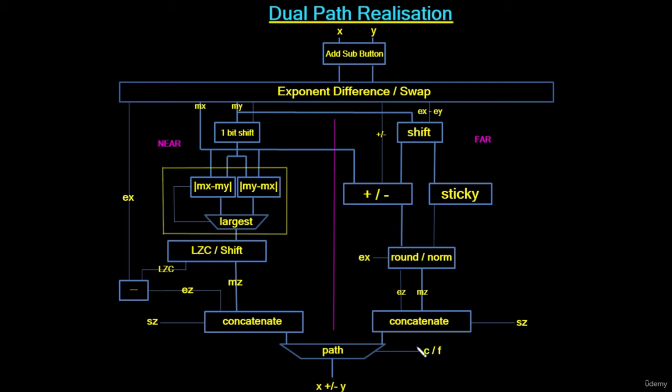If there has been a subtraction and the value of MR is less than 1, then we're going to choose this near or the close path. And if the opposite is true, that is, there hasn't been a cancellation, then we're going to use this far path here. And our output's going to come out at the bottom, which is x plus or minus y.